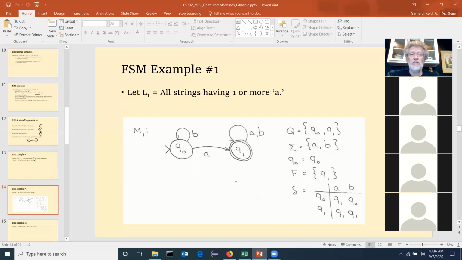Now, what are the only strings that will not be accepted here? The strings that will not be accepted are the strings that are composed only of B's. And if you look at the picture, the strings that are composed only of B's always stay in Q0. So when I run out of strings, I'm in Q0 and I reject. But if I get a single A, I go to Q1, and no matter what happens after that, when I run out of strings, I'm going to end up in Q1 and I accept.